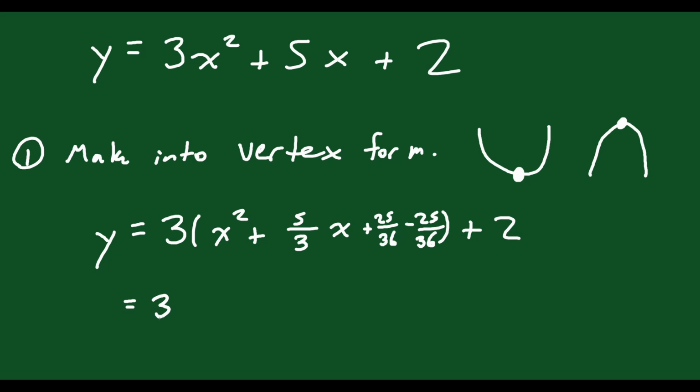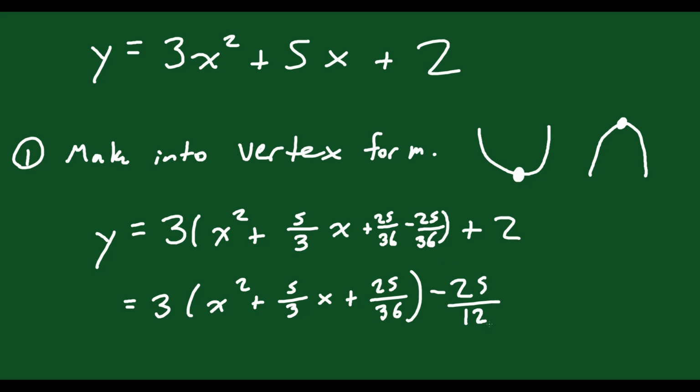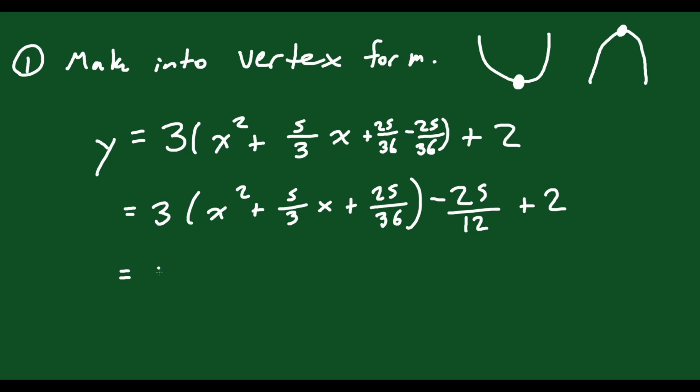For the next step, we say, okay, 3x squared plus 5 over 3x plus 25 over 36. I'm going to move this negative 25 over 36 to the outside. And because it was on the inside being multiplied by 3, you got to multiply it by 3 when you take it out. So minus 25 over 36 times 3, which becomes negative 25 over 12, and then plus 2. Now the inside part here we can factor, so you have 3x plus 5 over 6 squared. That's factoring a perfect squared trinomial, right? And then on the outside you have minus 25 over 12 plus 2.